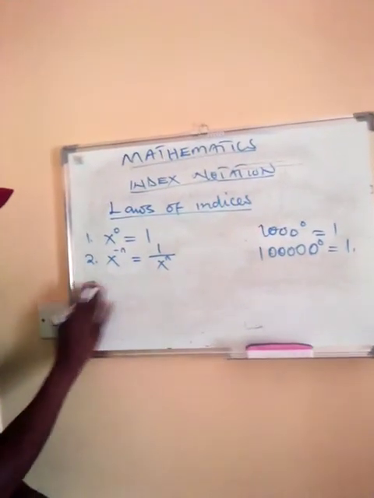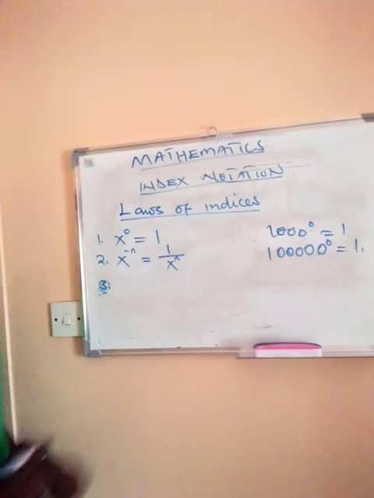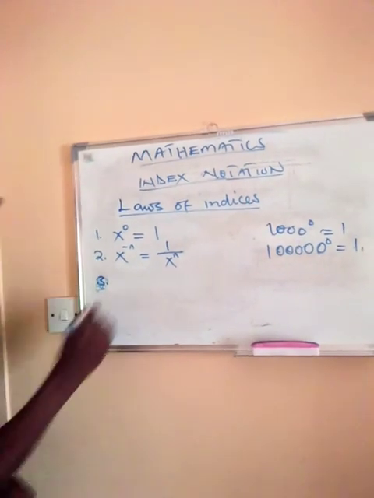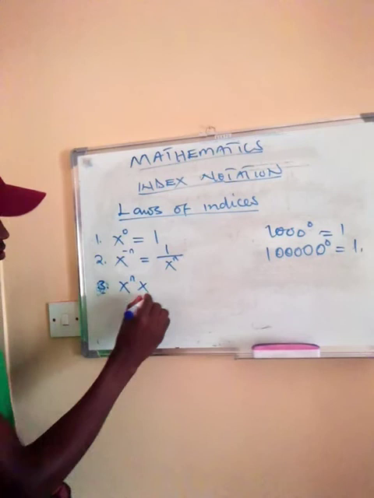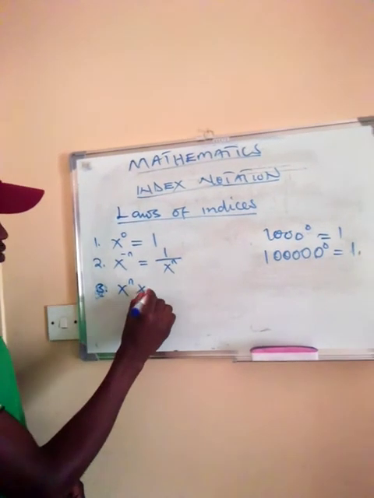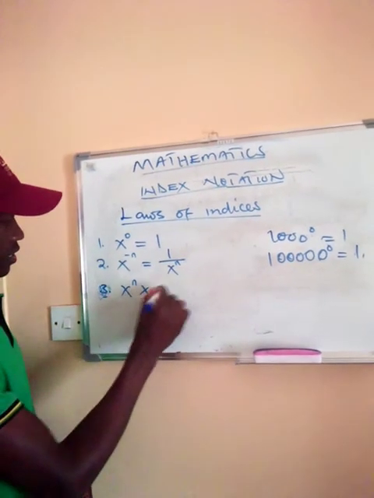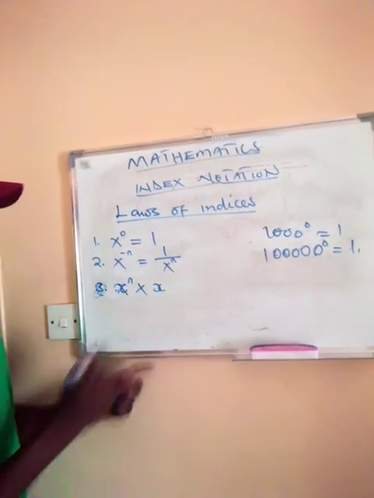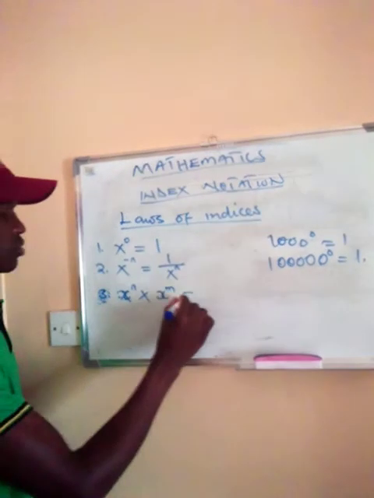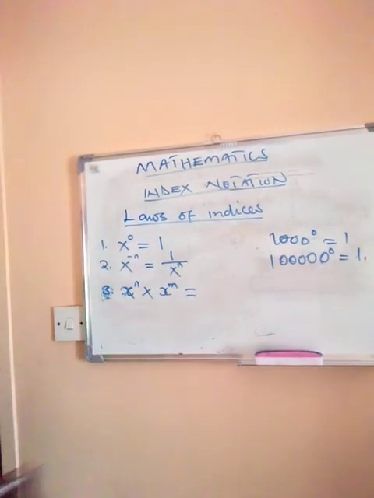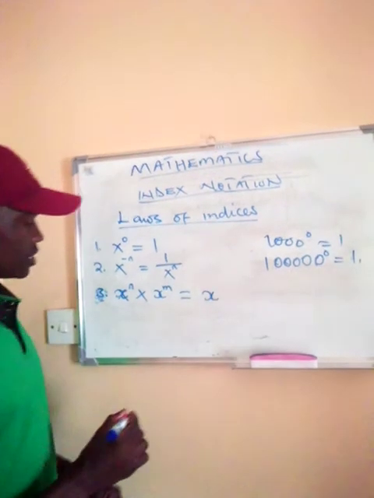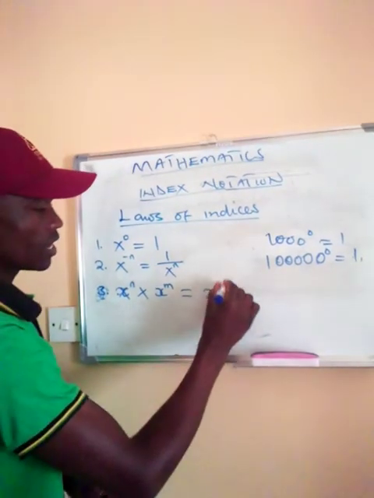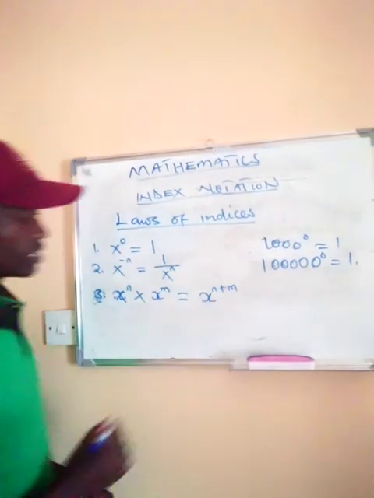The third law, when you are multiplying equal bases, what do you do to the powers? You just add the powers. When you are multiplying equal bases, just add the powers and you maintain the same base.